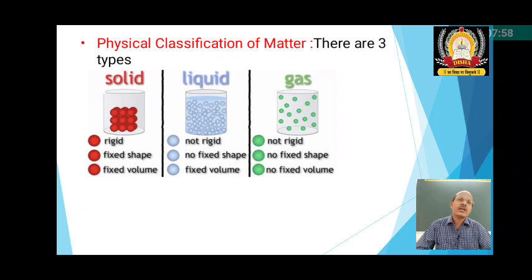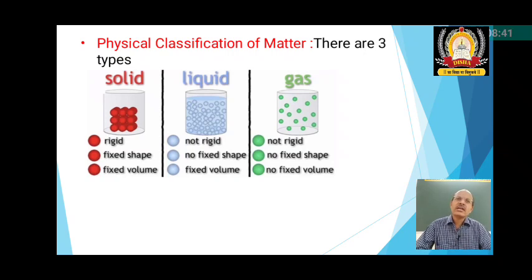And gas, if you go with the gas, here the molecules are far away from one another. They are totally far away from one another. Therefore, neither do they have a definite shape nor a definite volume. It is only because here the molecules are very much far away from one another. Here they simply occupy the volume of the container. So this is about the solid, liquid and gas.